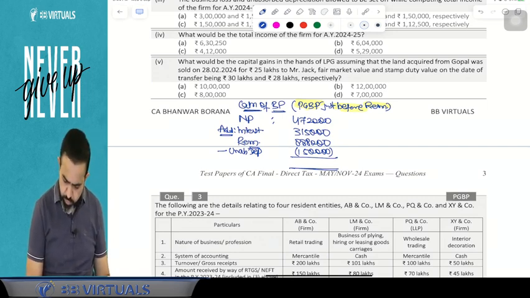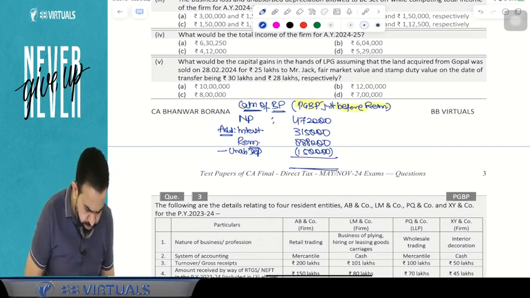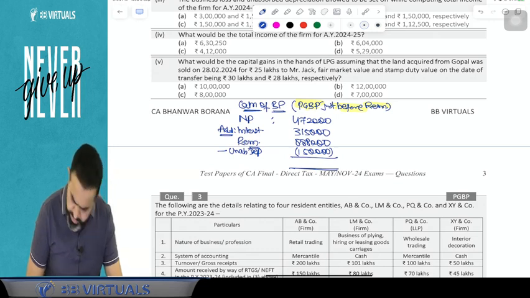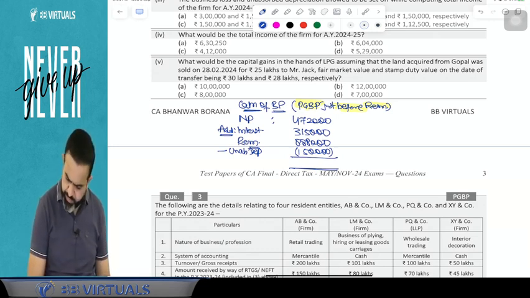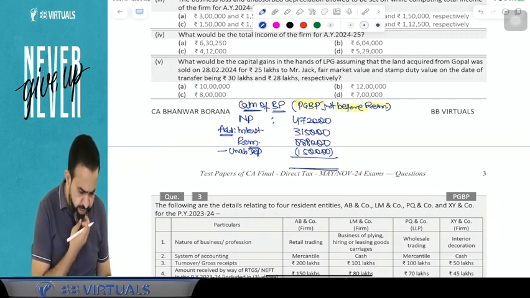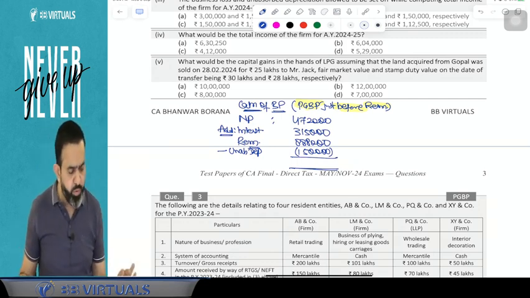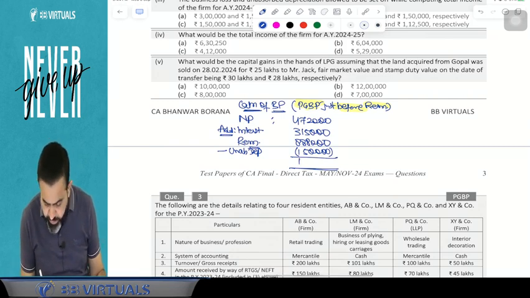4,72,000. After that just add the 3,15,000. After that add the 8,88,000 and minus 1,50,000. So can I say that here 15,25,000 is the book profit? Here, guys, 15,25,000 is your book profit.